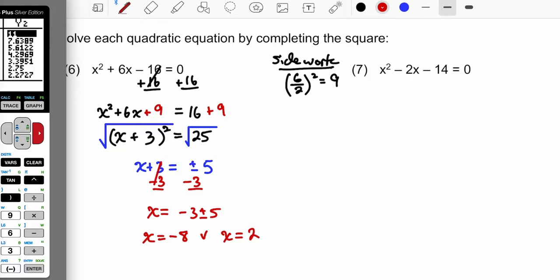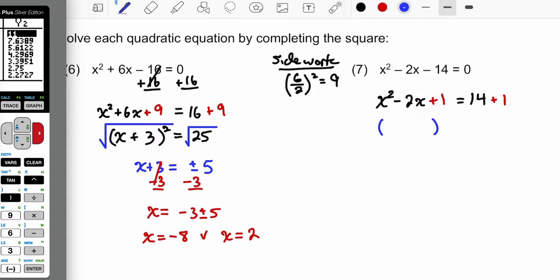All right. So looking at the next one, add the 14 to both sides. You get x squared minus 2x equals 14. Take the b value, cut it in half, and square it. Negative 2 cut in half is negative 1. But it won't matter, because when you square the negative 1, it becomes a positive 1. So add 1 to both sides.